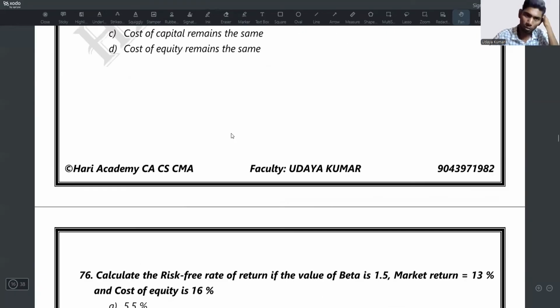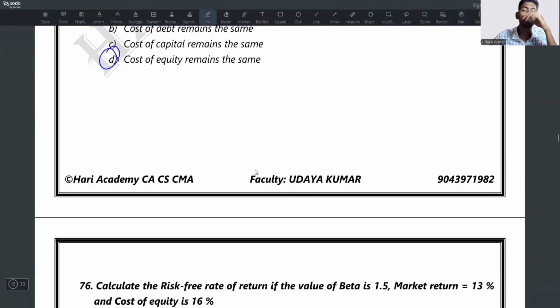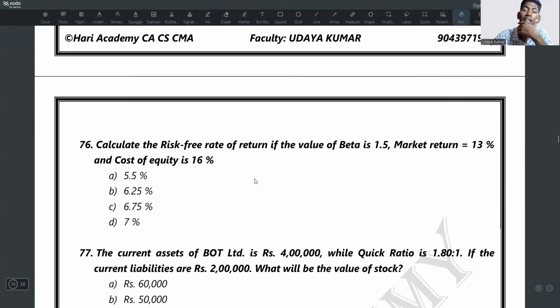So moving to the question number 76. Calculate the risk-free rate of return if the value of beta is 1.5, market rate 30% and cost of equity is 16%. So these are just formula-based questions, I think, right? So we have to just, K is equal to, already you know that, right? So risk-free RF, okay, plus beta into RM minus RF. If you just substitute the values in the question, you will find the answer.